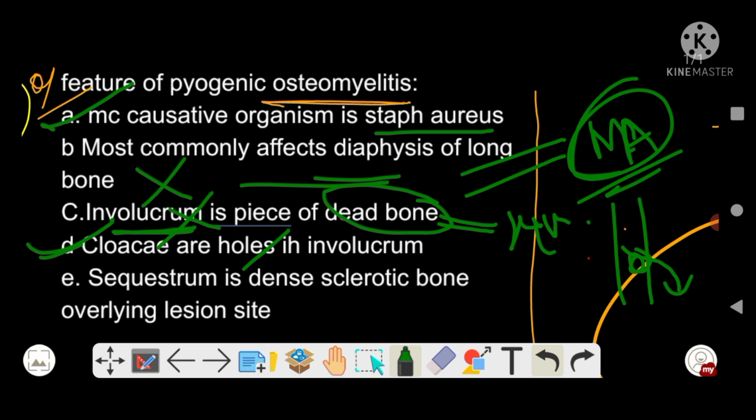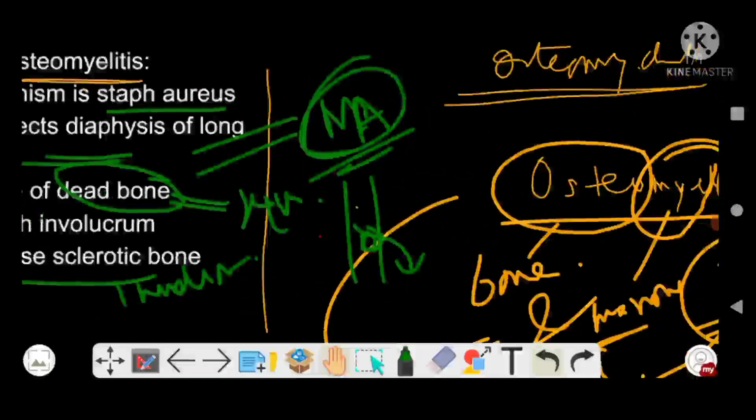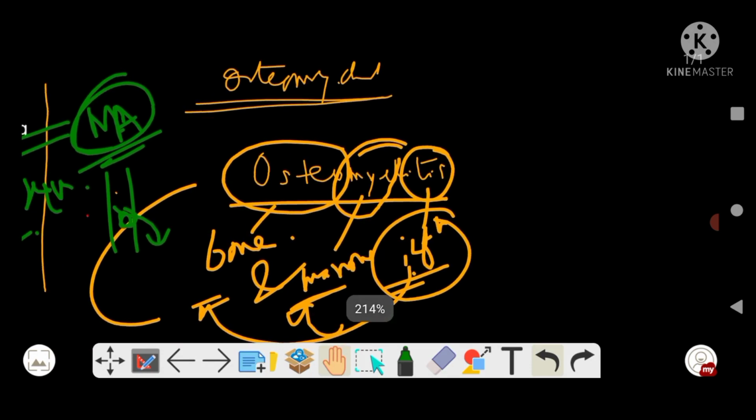Correct. And then sequestrum is the dense sclerotic bone overlying the lesion site. Actually, no, this is not sequestrum. The dense sclerotic bone overlying the lesion site, of the reactive bone that is forming, is actually your involucrum. Involucrum. Okay, so we will revise the topic again. It's a very important topic and you should pay attention.